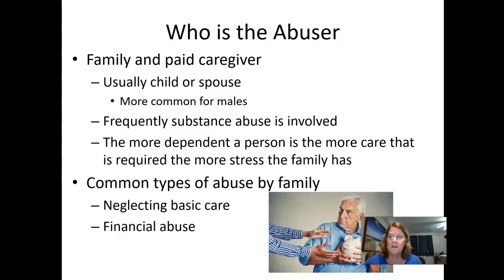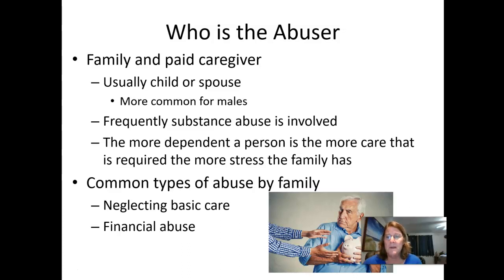Frequently, substance abuse is involved. And the more dependent a person is, the more care that's required, the more stress that family has. And the more stress, the higher the chance. You have to remember, it's very difficult to care for someone else. It's very difficult day in, day out to have someone maybe not know you or be demanding, or you clean them up and then they're incontinent again, and it can be very frustrating. And the people that are caring for them, they don't have training. They don't really know how to do this physically or emotionally. And so it is a huge stress on them. And some people do not know how to deal with stress, unfortunately.